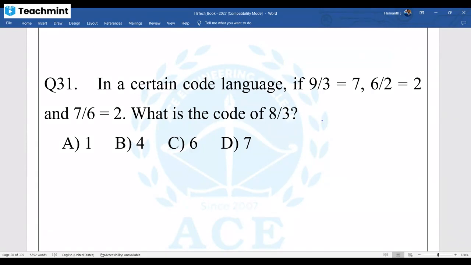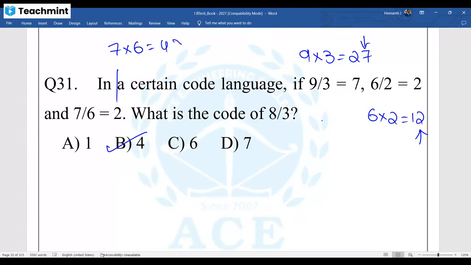Superb, units place. What's 9 three times? 27, they pick the units place. 6 two times, what is the units place? 7 six times, 42, units place. 8 three times, 24, units place is 4. They multiplied and picked the units place here. 6 two times is 12, 9 three times is 27, 7 six times is 42.